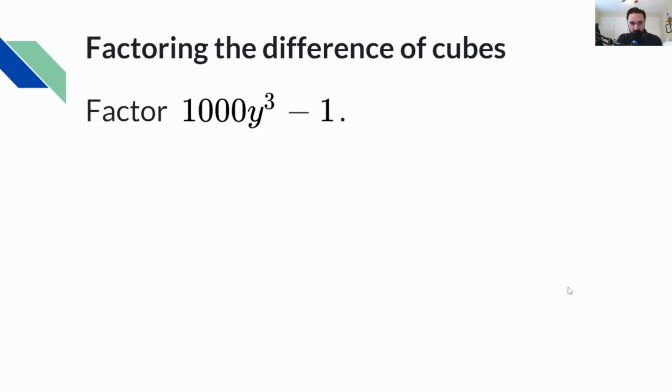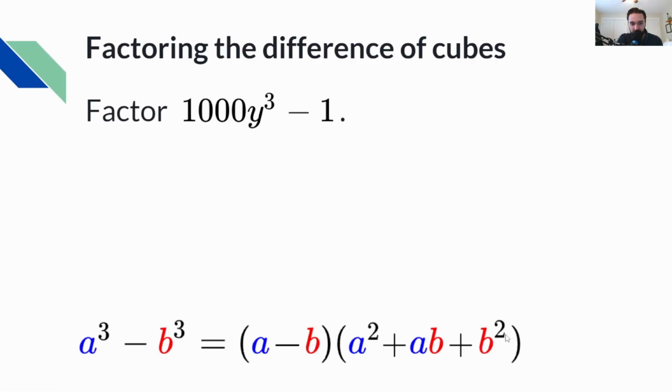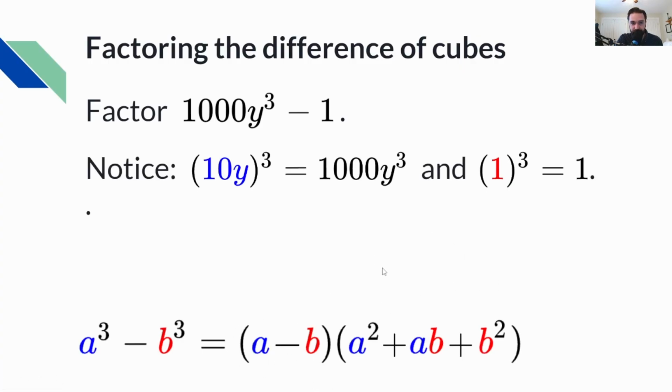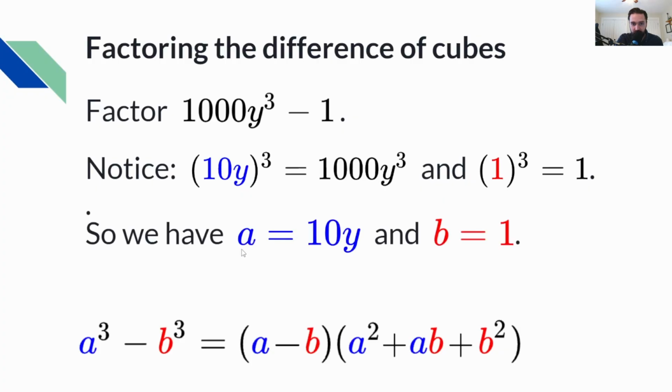Okay, let's do one more example. Here we're asked to factor 1000y cubed minus 1. We're going to use the same formula we just used. This is the difference of cubes. And 10y, whole thing cubed, equals 1000y cubed. We have 1 0 here, so when we apply the power 3 to it, we get 3 zeros. And 1 cubed is 1. So a equals 10y and b equals 1.